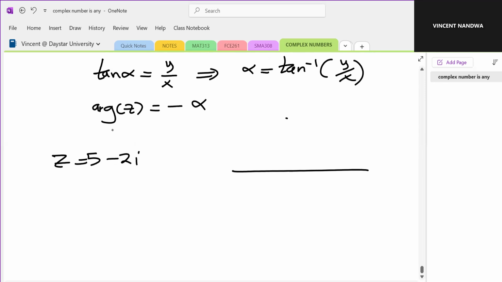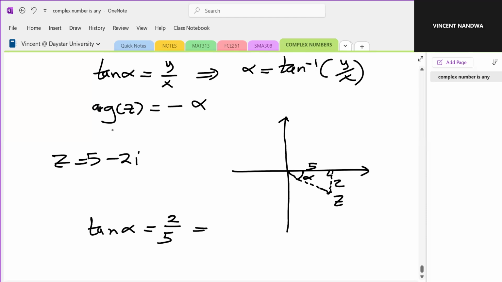So what you should usually do, you sketch the number in an Argand diagram, and you know that if z is 5 minus 2i, it means that this number will be in this fourth quadrant. That along the x we have 5 units, along the y we have 2 units, and then in the negative direction. So this is what you call alpha. So tan alpha will be opposite, which is 2 over 5. So which means alpha is the same as tan inverse of 2 over 5.